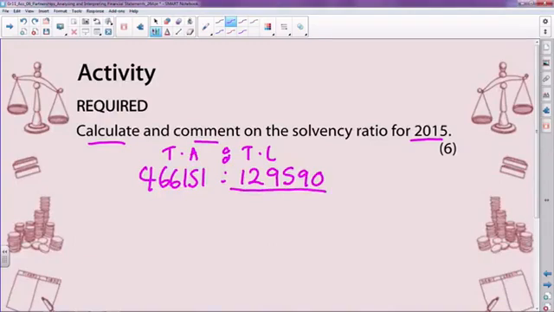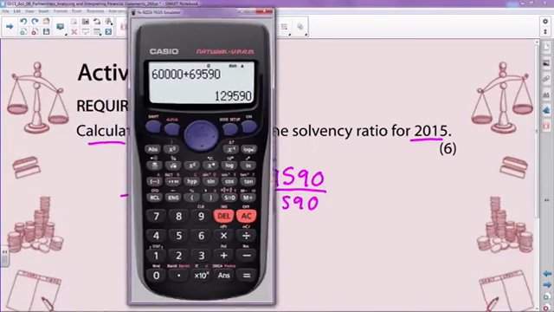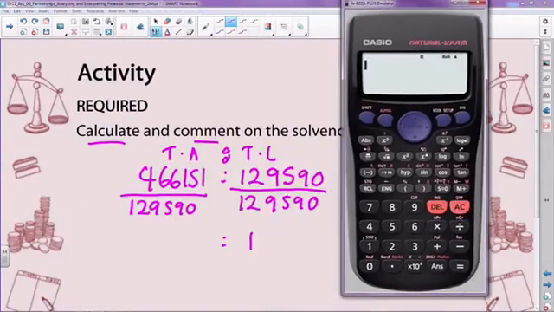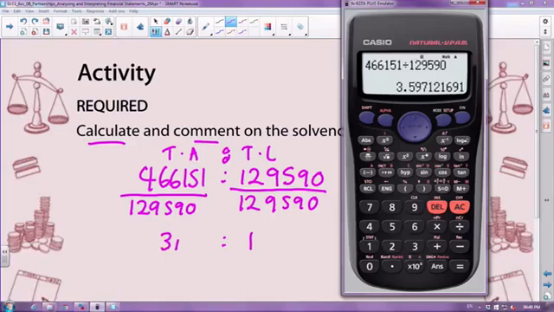So again, right-hand side, divide that by 129,590. Do the exact same thing on the left-hand side, divide by 129,590. So that's going to give me a ratio of 466,151 divided by 129,590. Okay, there we go. So we've got a ratio of, I'm going to round off, 3.6 is to 1.